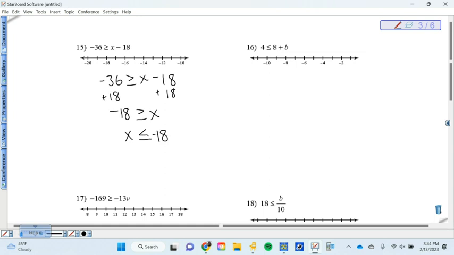Yeah, good. So what do I do to graph? Open or closed circle? Where? And then left or right? Left. Okay, number 16 is for you. I'll give you a couple minutes.